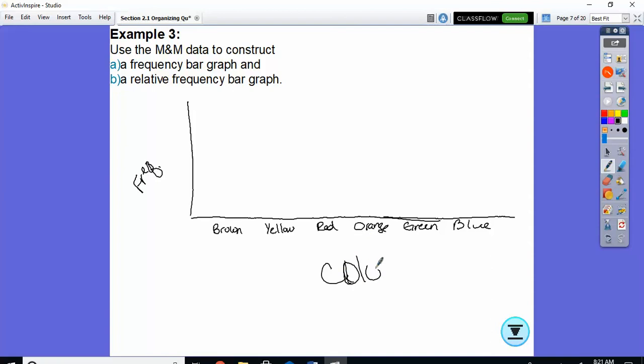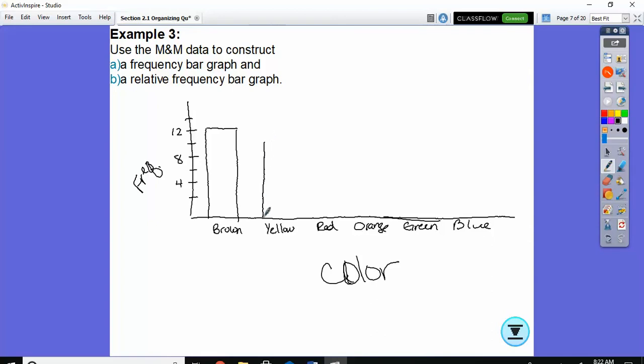Make sure we're labeling. That's our color. Frequencies, we went up to 12 was our highest. I'm just going to count by 4, or by 2, I mean. And then you just go through and you draw your bar. So brown, we had 12, so you draw that vertical bar with a height of 12.